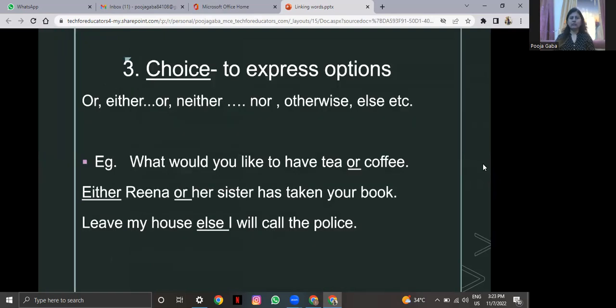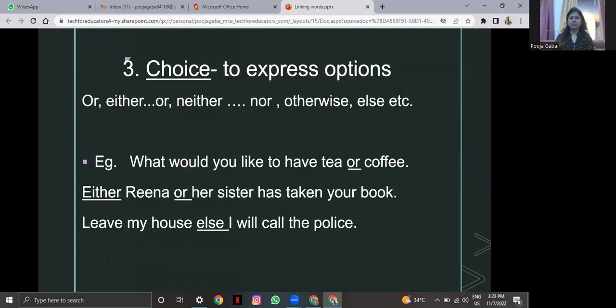Now let us move further. The next one is choice. Here, these linking words are used to express options. When we have to choose, we have a choice. For example, or, either or, neither nor, otherwise, else. These are certain linking words used to show the choice.